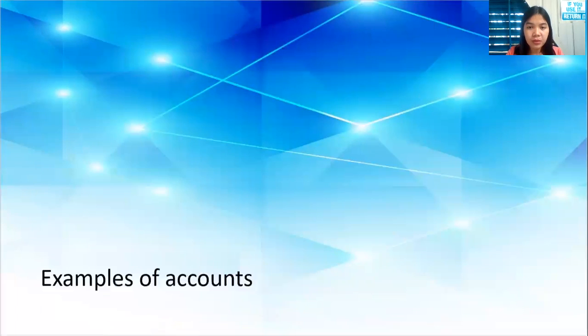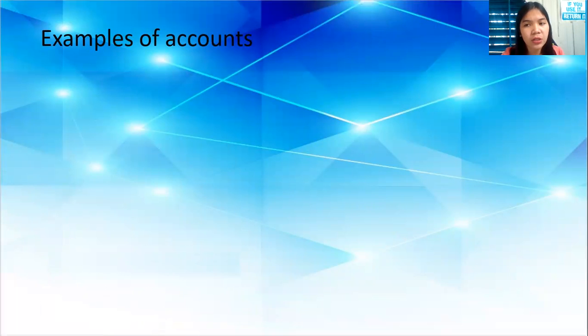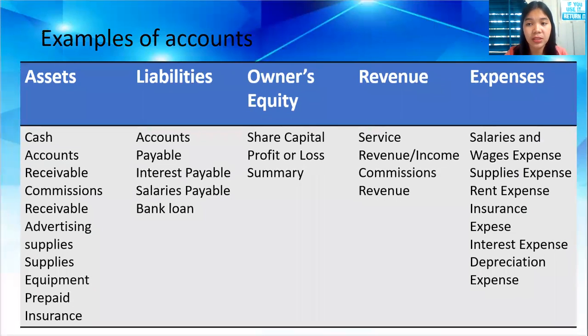Next are the examples of accounts. We already discussed this. We have five accounting elements: assets, liabilities, owner's equity, revenue, and expenses. These are examples of assets: cash, accounts receivable, commissions receivable, advertising supplies, equipment, and prepaid insurance.